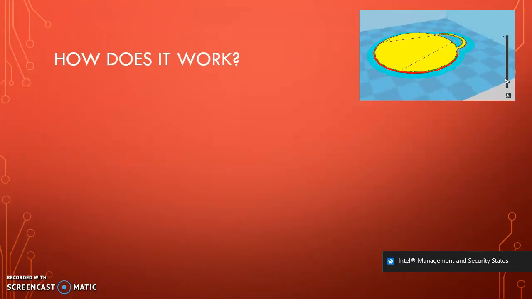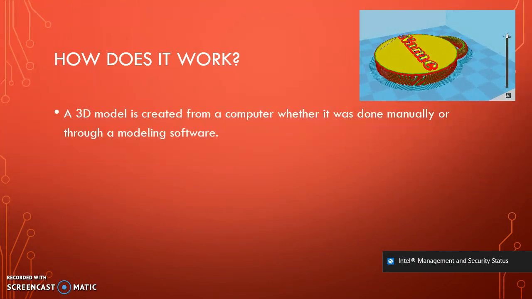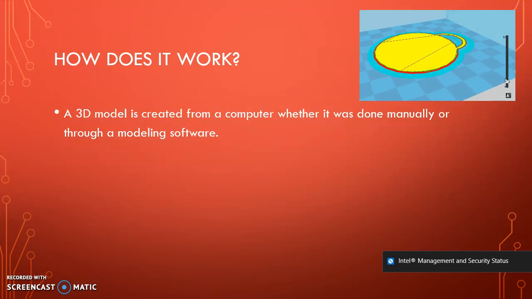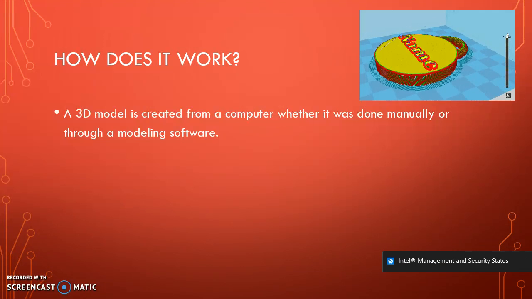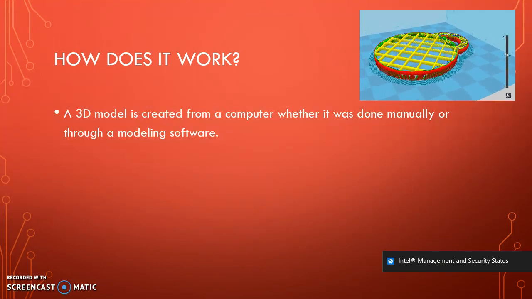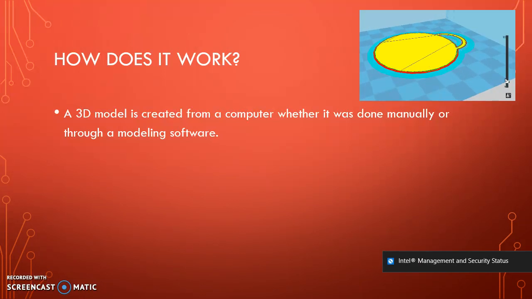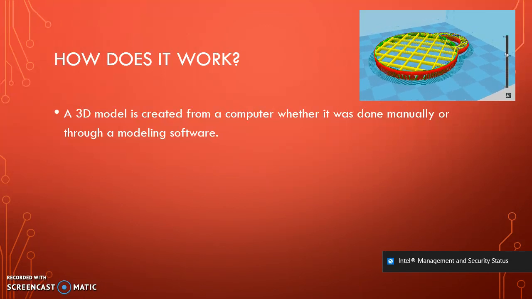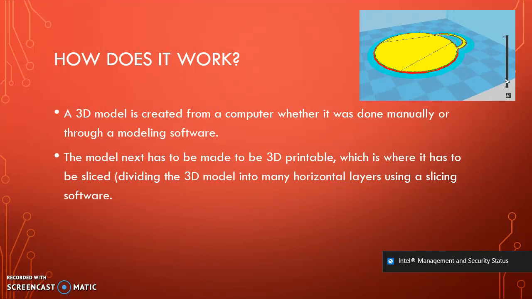So how does it work? Basically, a 3D model is created on a computer, either done manually or through some type of modeling software. Modeling software you could probably find online, or if you're buying a 3D printer, they probably recommend a list of modeling software you want to buy, and the model has to be made to be 3D printable.